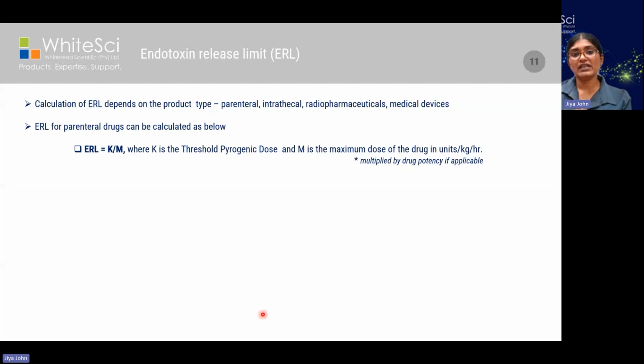So you need the information on TPD in order to calculate the endotoxin release limit, because the formula for endotoxin release limit is K over M, where K is your threshold pyrogenic dose, and M is the maximum dose of the drug in units per kilogram per hour. And again, calculation of ERL will depend on the product type, whether it's injectable, intrathecal, radiopharmaceuticals, or medical devices.